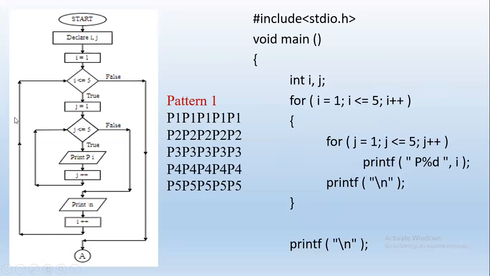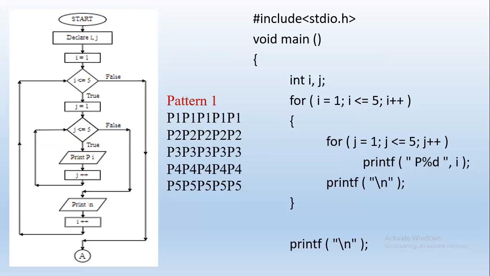So this is the outer loop for i, and this is the inner loop for j, and the arrows have to be given correspondingly. So i starts from 1 and the condition is given in the decision symbol, i less than equal to 5. Once we check this condition, increment will happen only after one execution of the body of the loop. So in the body, we have j equal to 1.